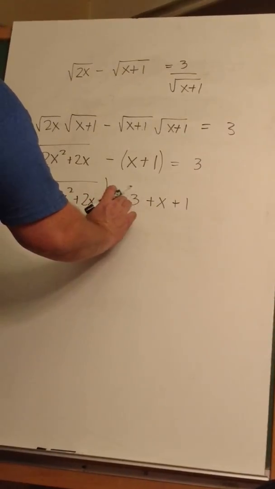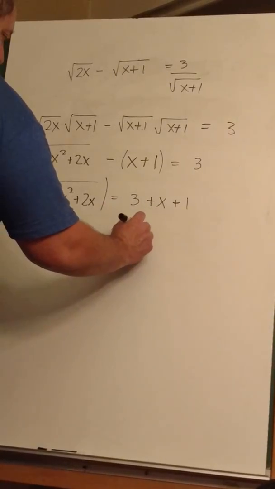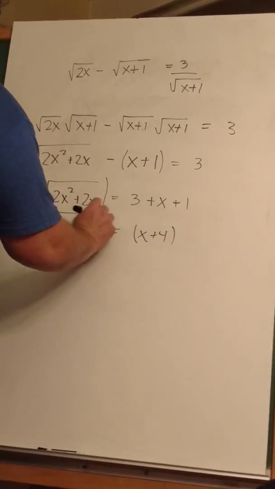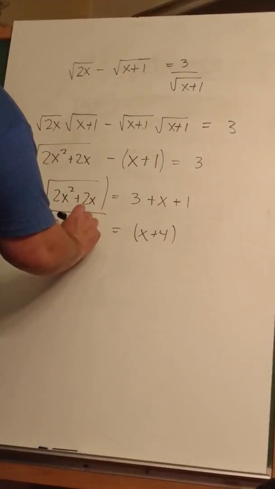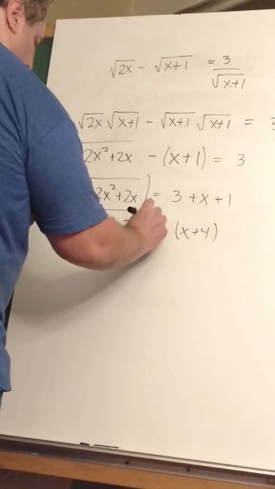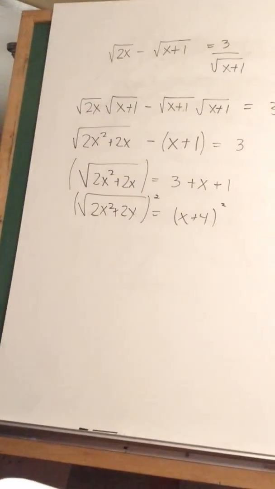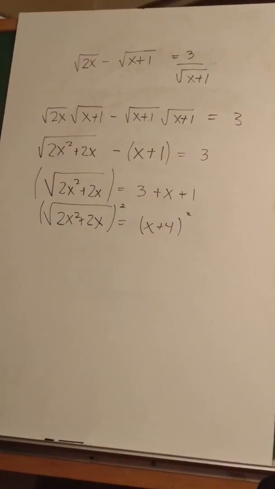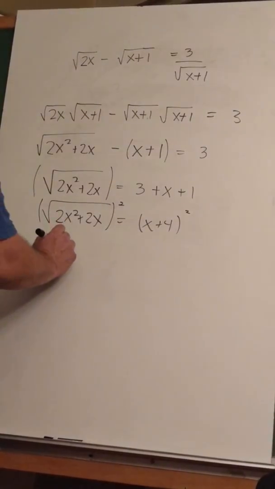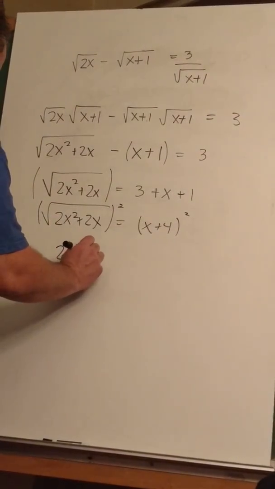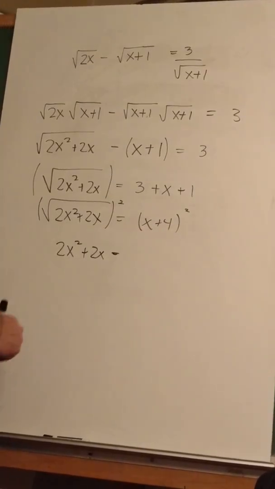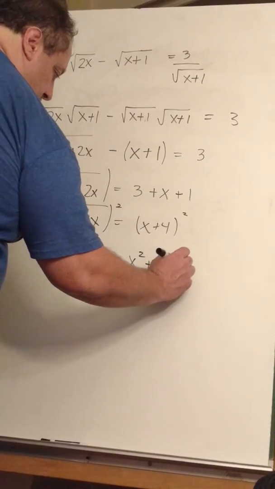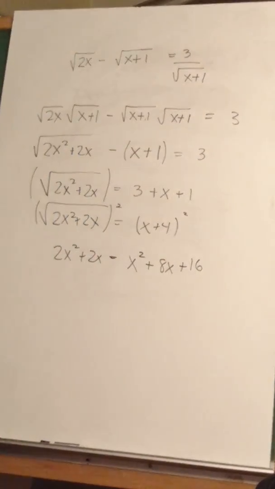Well, first of all, let me rewrite this side. This is going to be what? x plus 4, right? And the square root of 2x squared plus 2x. Then if I can square both sides, right? What do I get if I square the square root of 2x squared plus 2x? 2x squared plus 2x. And what will this be? It'd be x squared plus 8x plus 16. Everyone see that?